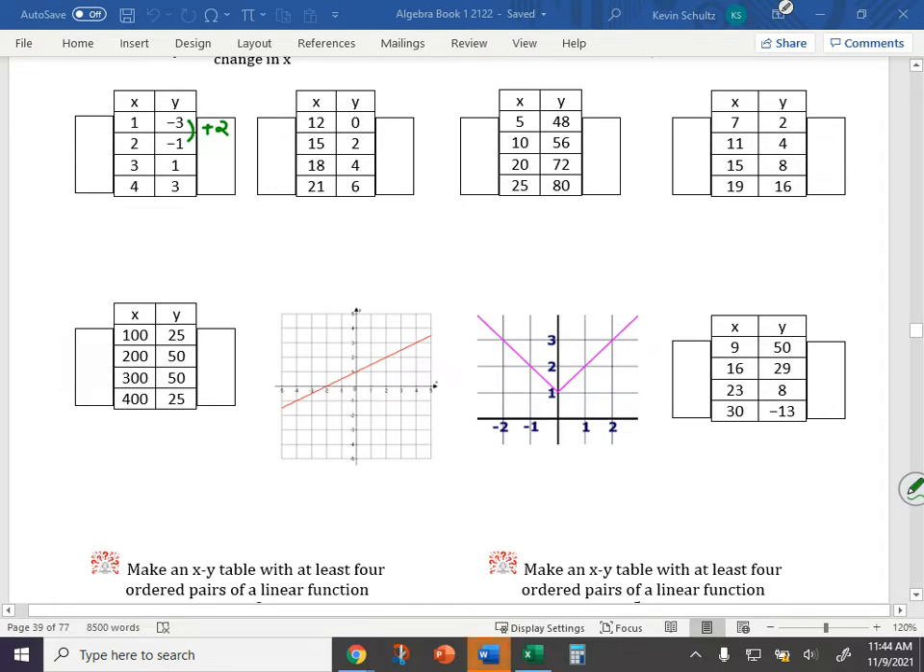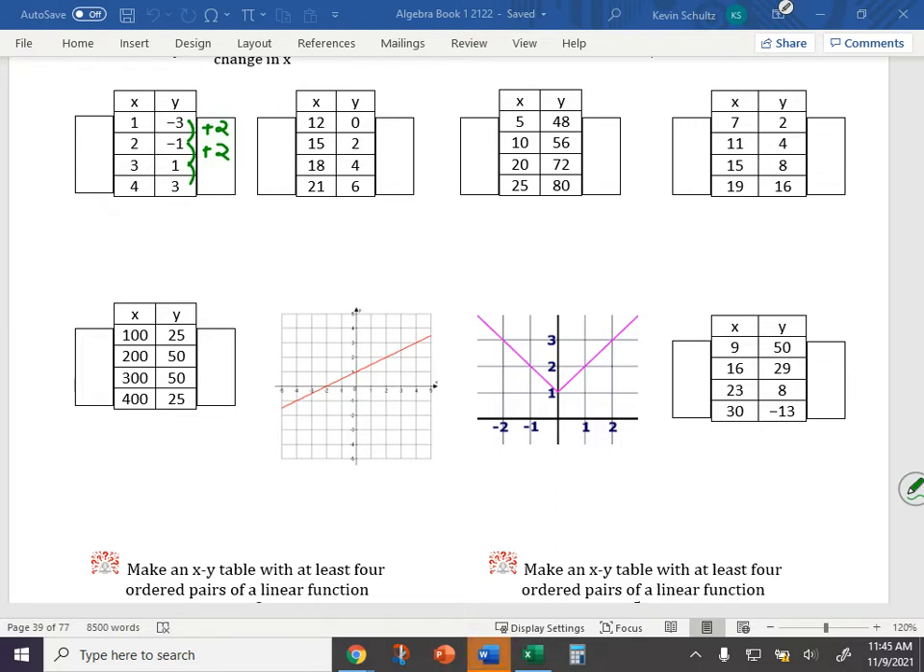Okay? Then we look at the next set of y's. What's the change in y from -1 to +1? How far apart are -1 and +1 on the number line? Which direction do you go? Lila? +2 again. Okay? And then what's the change in y from 1 to 3?